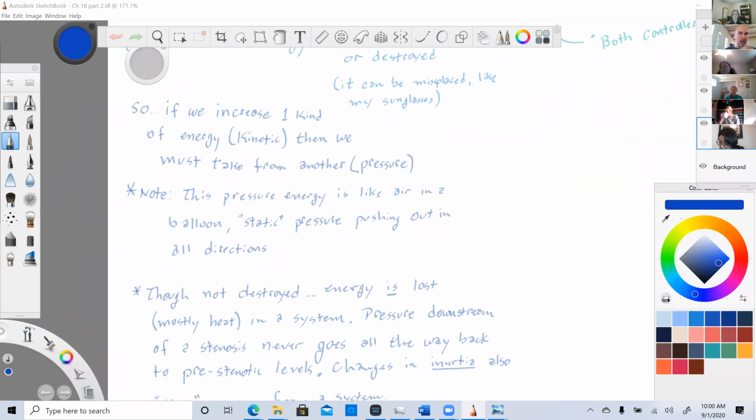Okay. So if we increase one kind of energy, in other words, kinetic energy, the energy of motion, then we must take from another, pressure. But note, this gets a little confusing, and I think Rachel talked about this or noted this the other day. This pressure energy is like air in a balloon. It is static pressure. It is the pressure pushing out in all directions.